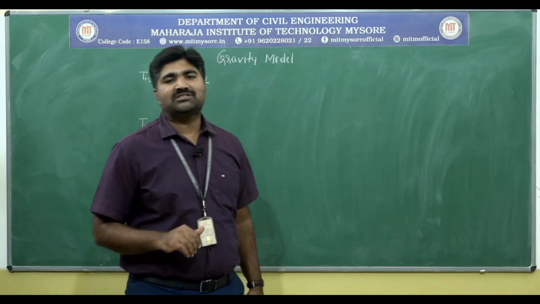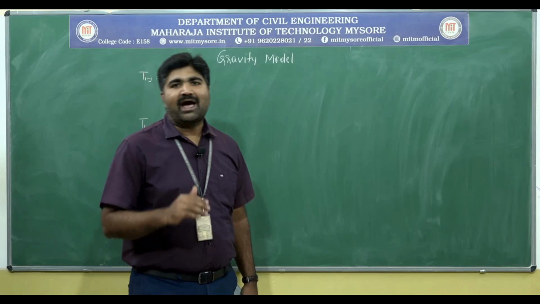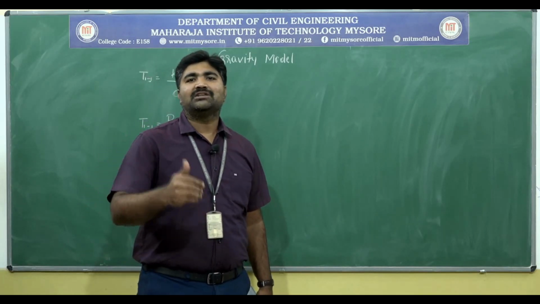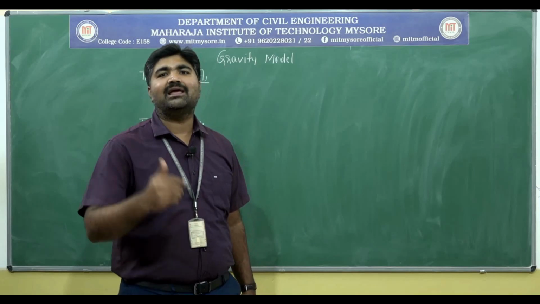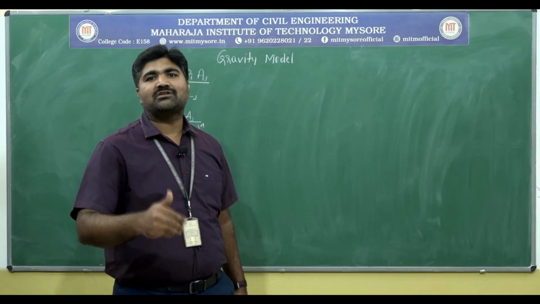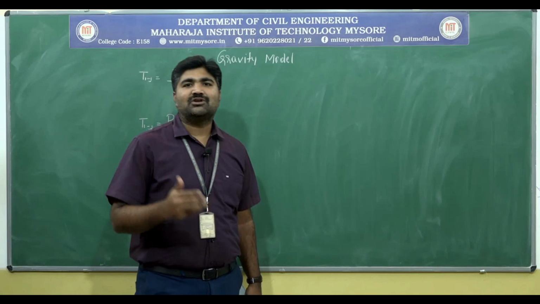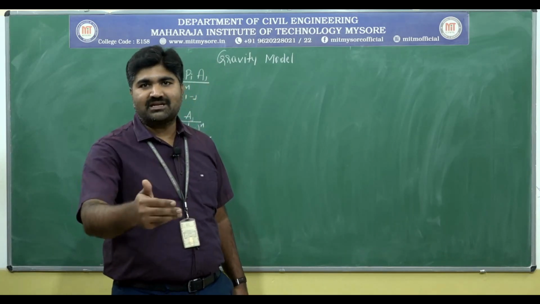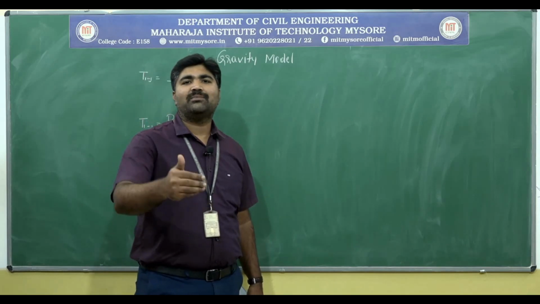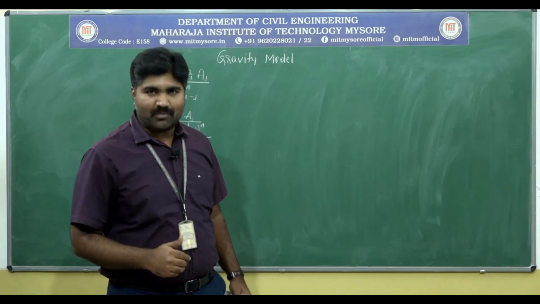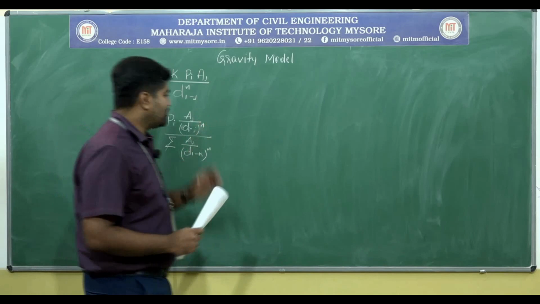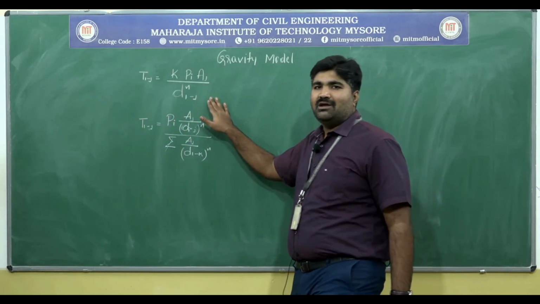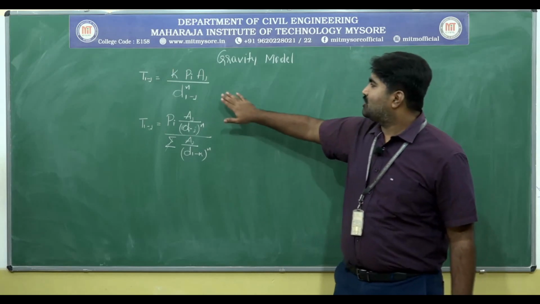This method is based on Newton's theory. As the trip attraction increases, there will be an increase in the trip generation also. It is directly proportional. The trip production will be directly proportional to the attraction. As attraction increases, there will be more trip generation. These are the two equations which are used in the gravity model method.